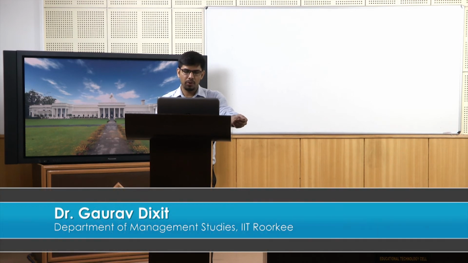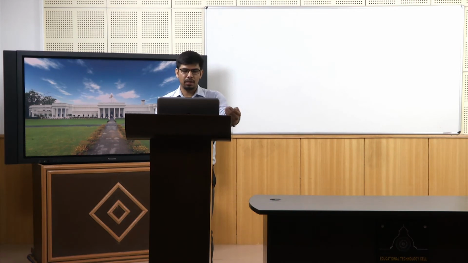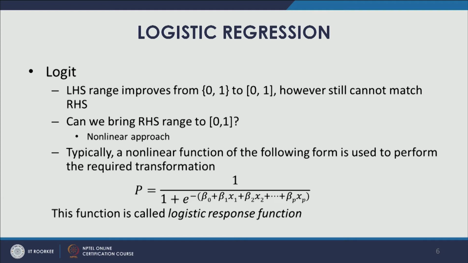If we have a two class scenario and we express the probability value of class 1 membership as a linear function of predictors, then what is going to be the problem with this? Let us look at the LHS range. The LHS range improves from a set of two values, that is 0 and 1, to a range from 0 to 1, because the LHS is now a probability. So, the LHS range improves from just two distinct values to a small range between 0 and 1. However, it still cannot match the RHS range, which is minus infinity to infinity.